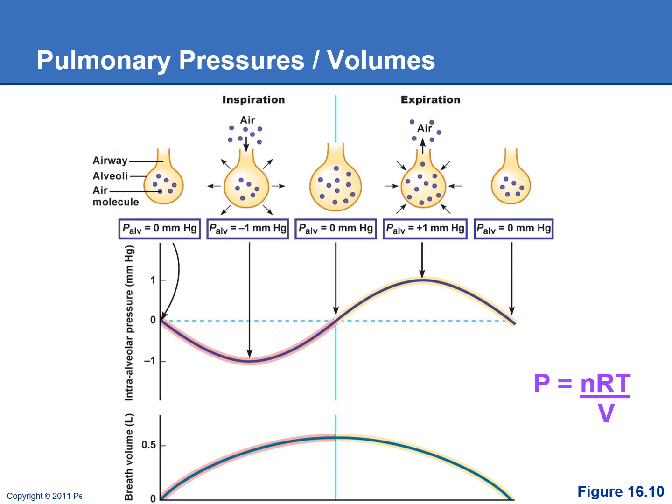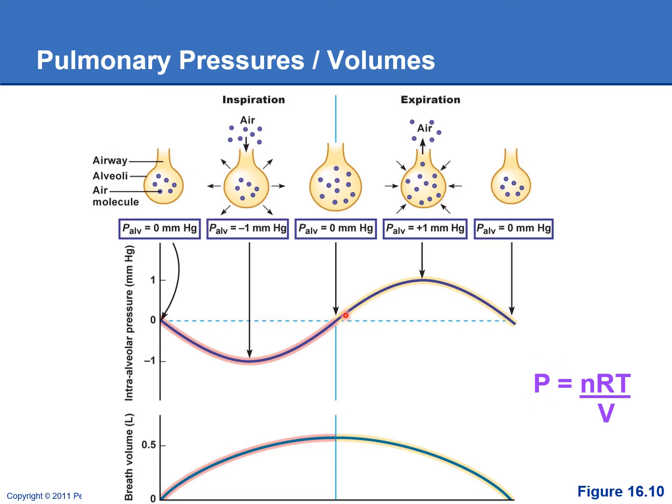And then at the end of inhalation, before you exhale, the intraalveolar pressure is 0, along with the atmospheric pressure. So no air is going to move in or out at the end of inhalation. And then you start to exhale, and the lung volume will get smaller. And as the volume decreases, that will increase the intraalveolar pressure.